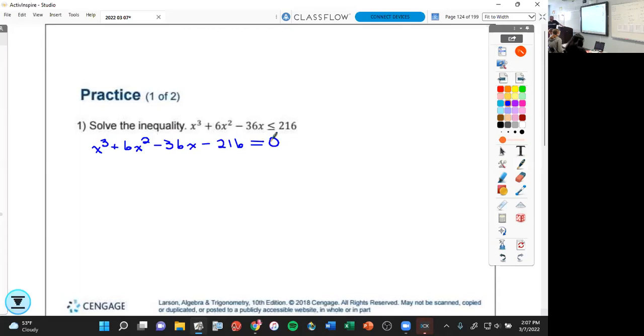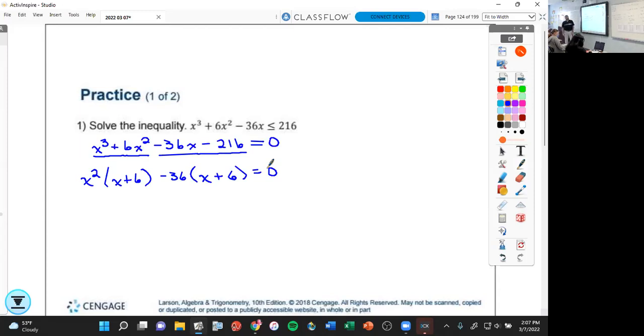Grouping. Okay, 4 terms or more, see if grouping works. What does the first pair have in common? Take out an x squared. What's left? X plus 6. Second pair. What do they have in common? 6. Bigger. Yeah, it's probably negative 36, right? Let's try that. And that is correct. Take out a negative 36. What's left? X plus 6.